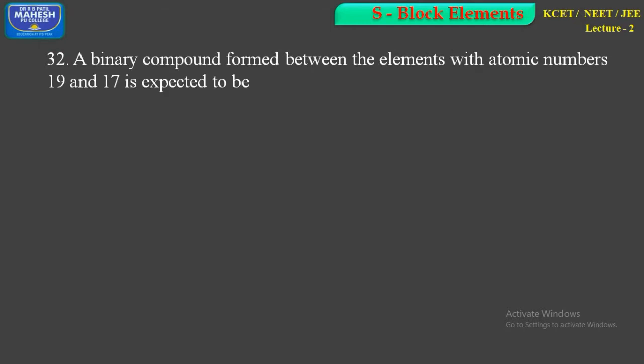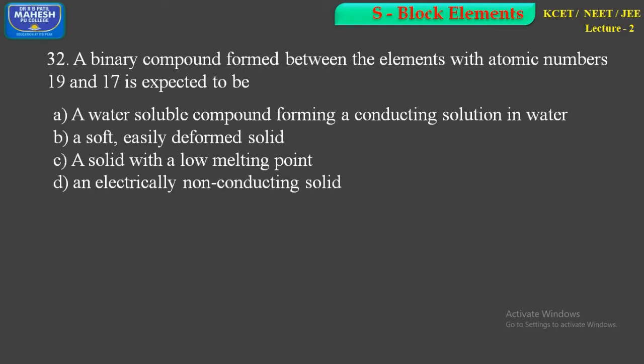Question 32. A binary compound formed between the elements with atomic numbers 19 and 17 is expected to be. Options. Option A, a water-soluble compound forming a conducting solution in water. Option B, a soft, easily deformed solid. Option C, a solid with a low melting point. Option D, an electrically non-conducting solid.